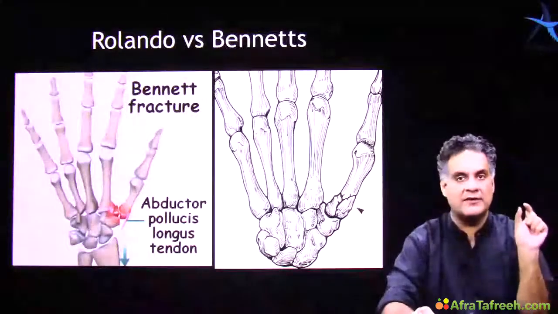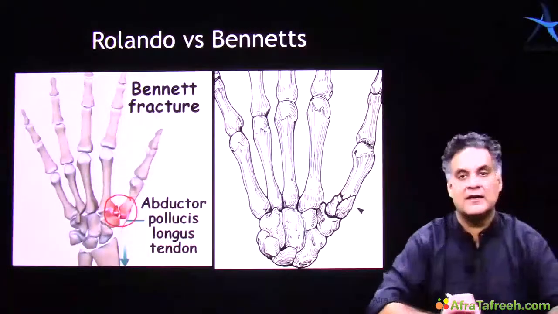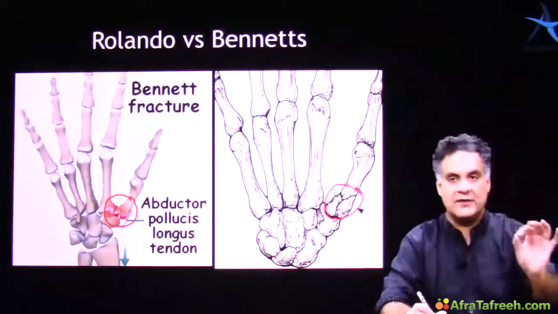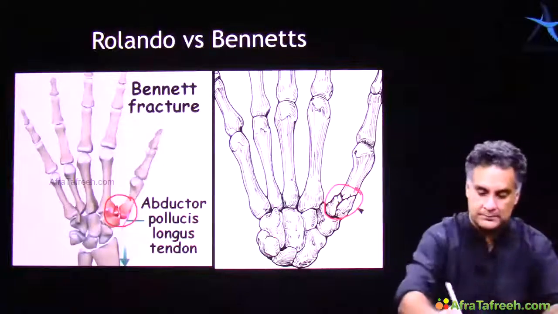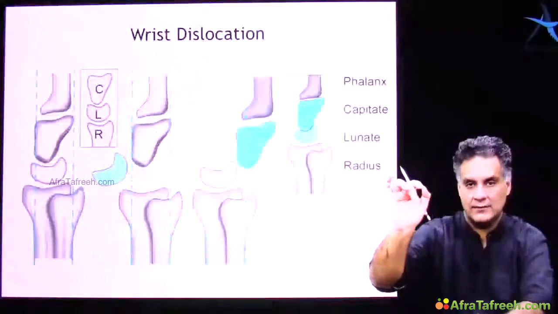Fractures of the base of first metacarpal are very commonly asked. If there is a fracture with a dislocation, it's called as Bennett's. And when there is only a fracture, comminuted fracture with no dislocation, it's called as Rolando. Remember one golden rule, both are intra-articular.